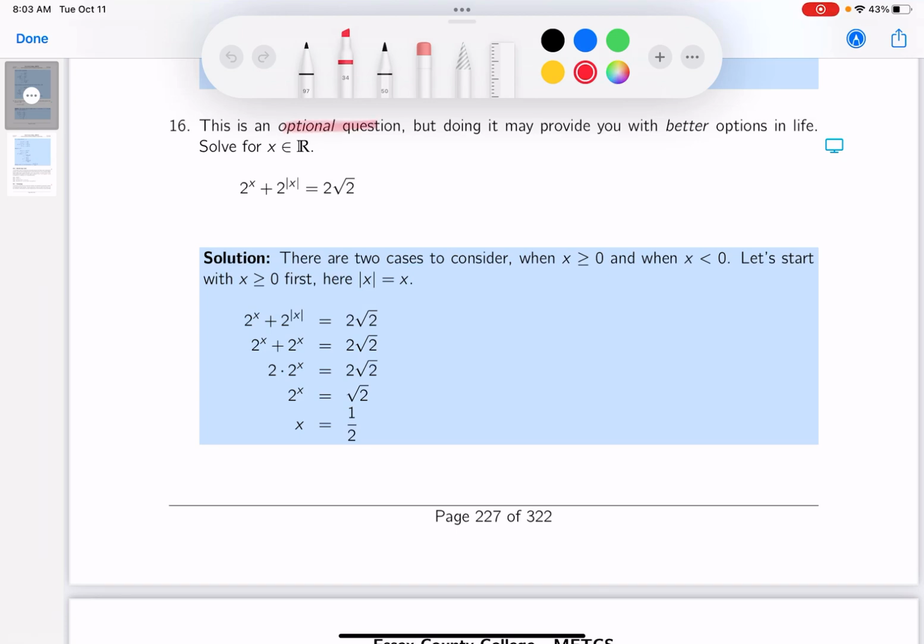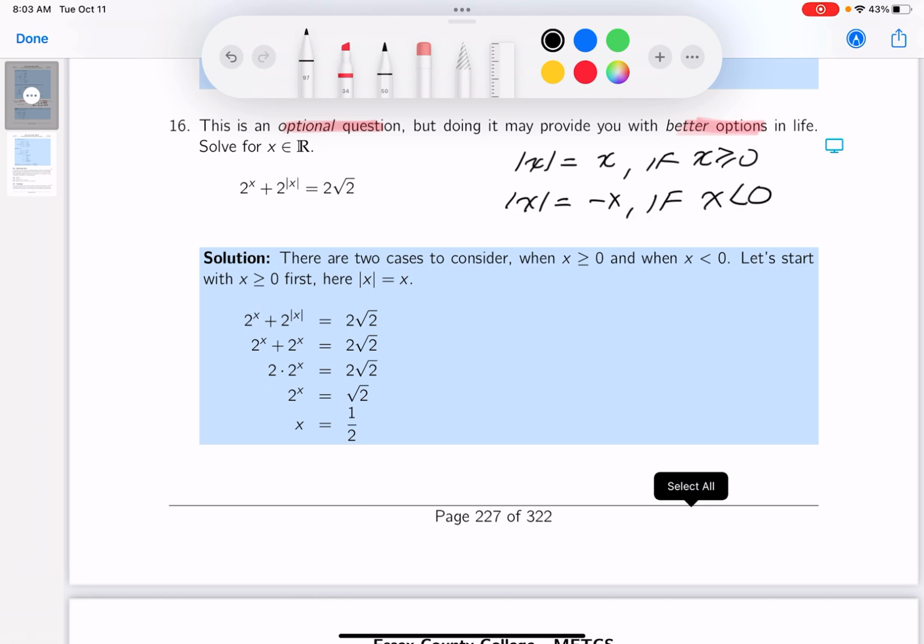Okay, another optional question. Again, taking an optional question is going to give you better options in life. Certainly, you should realize, going back to being a semester, the absolute value of x could be equal to x if x is greater than or equal to 0, or the absolute value of x could equal minus x if x is less than 0. I think the easiest case to take would be this one first, all right? So let me write that one down for you. And again, we're saying x is greater than or equal to 0.